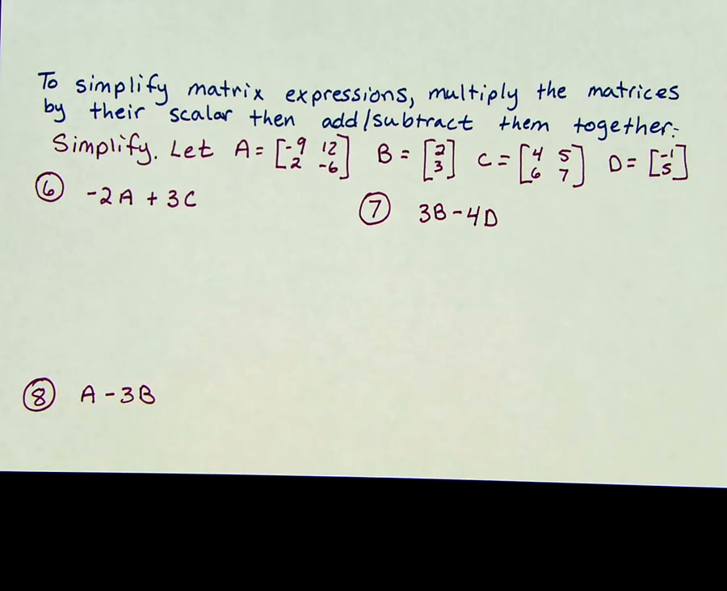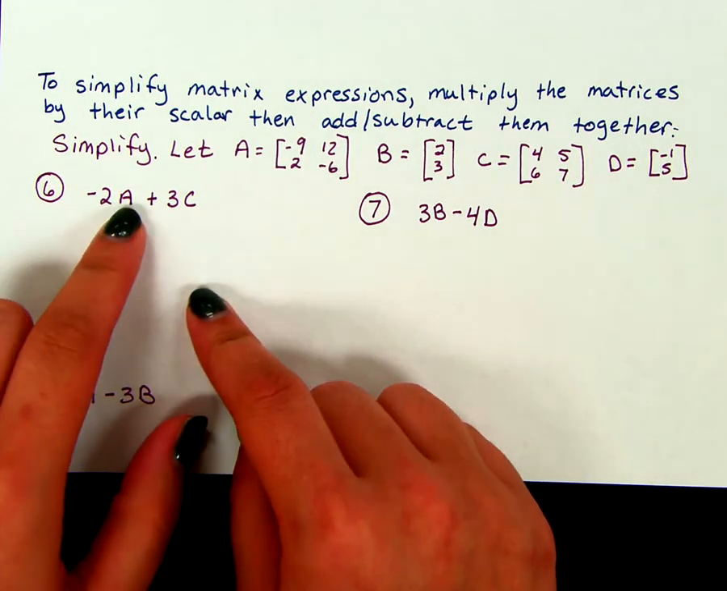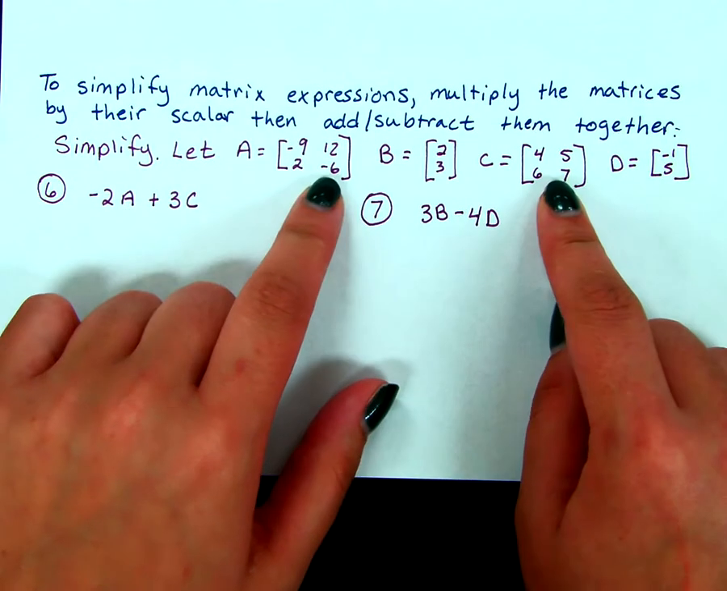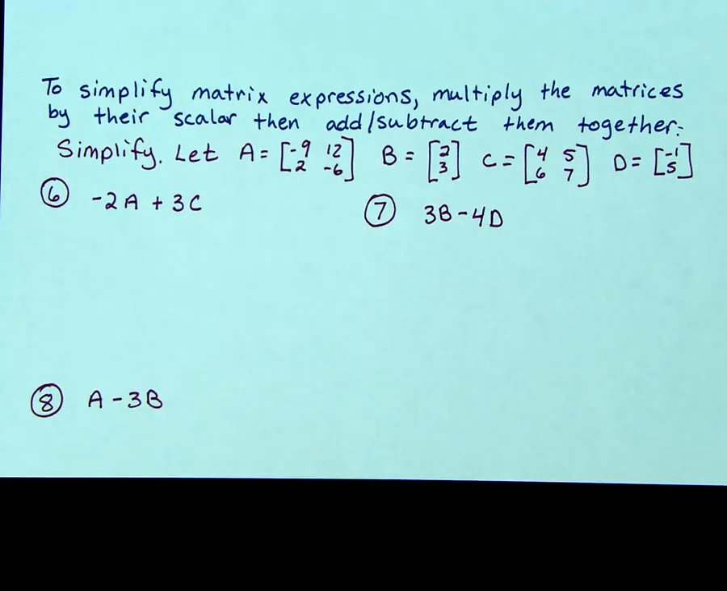Alright, the last part of section 5 deals with combining addition and subtraction with the scalar. So as I'm looking at this, we're going to take -2 times A and then 3 times matrix C. Okay, so we're dealing with these two matrices. And then we're going to add those two answers together. Okay, so order of operations still applies here. So we have to do the multiplication first, and then we're going to add our two matrices together.